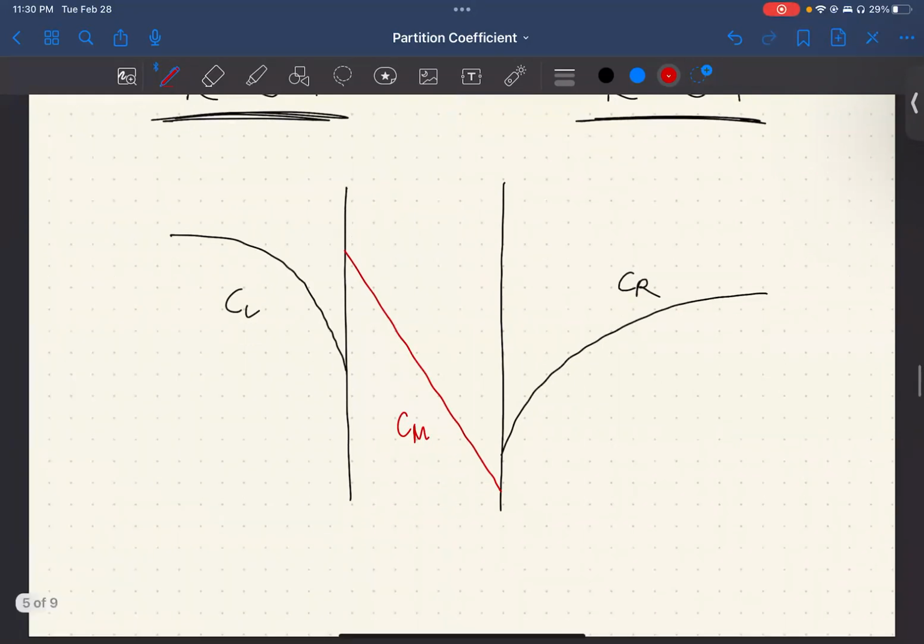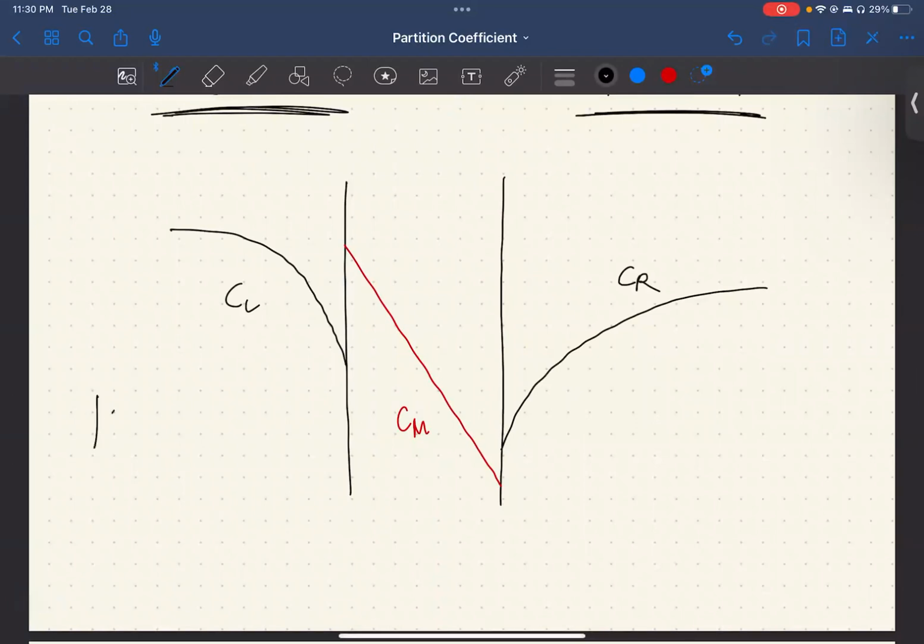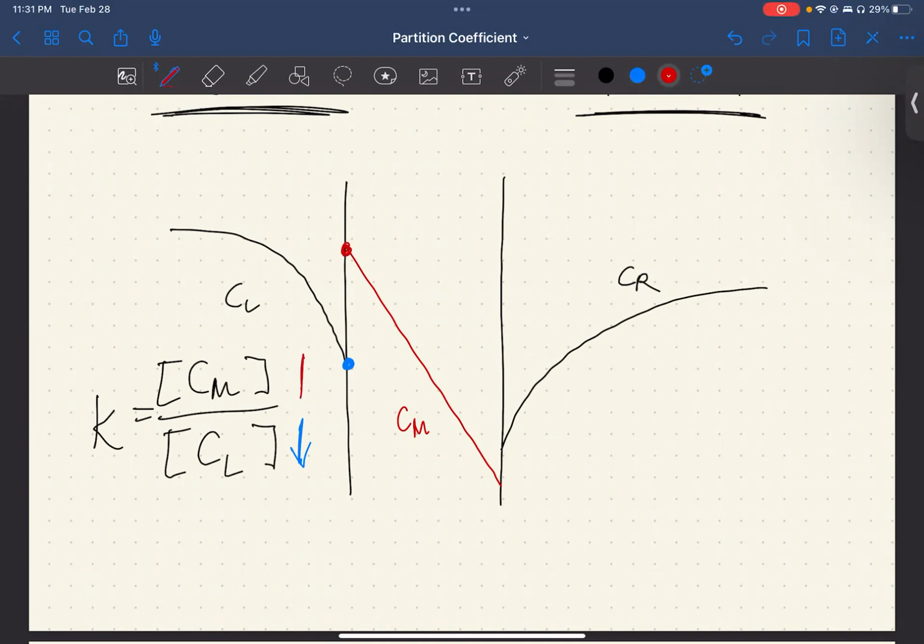Let's get started. Let's redefine our partition coefficient. Again, it's the same definition, Cm over Cl, the concentration in the membrane over the concentration on the left-hand side. We can see clearly Cl is smaller than Cm. So here's the difference: the partition coefficient is greater than 1 here. It says the protein is more soluble in the membrane than it is in the salt solution on the left-hand side. Well, let's check the right-hand side now.